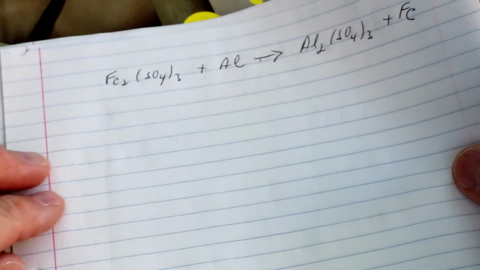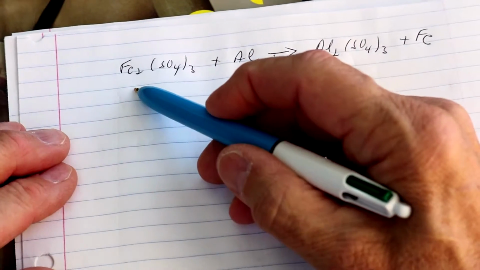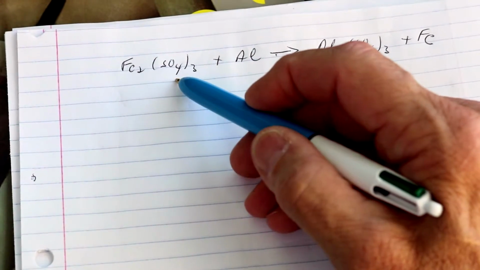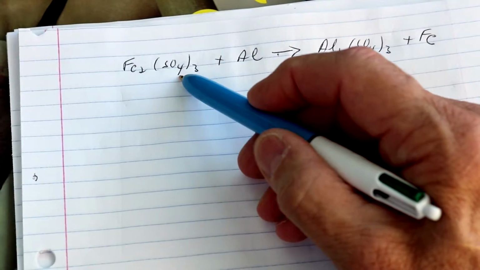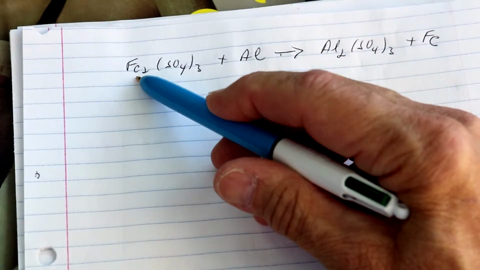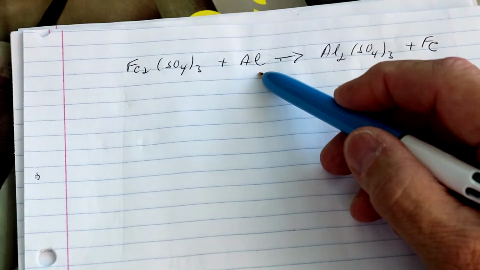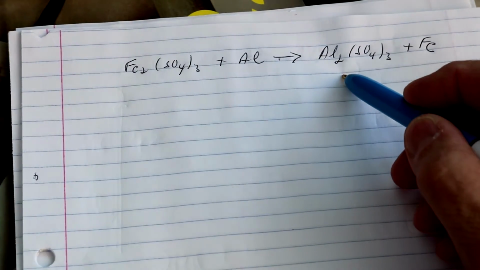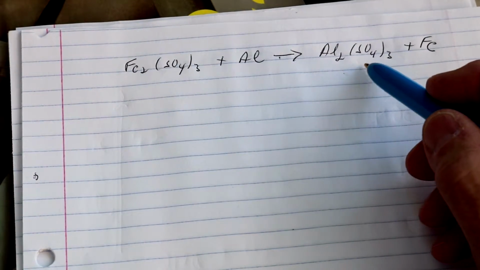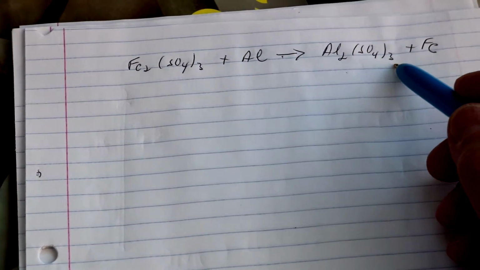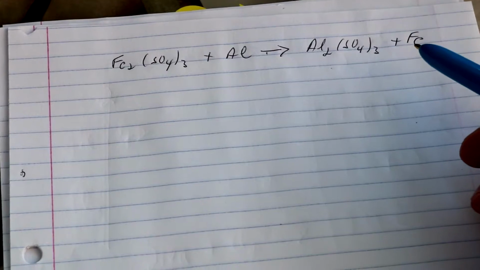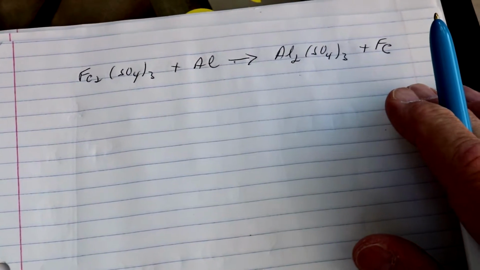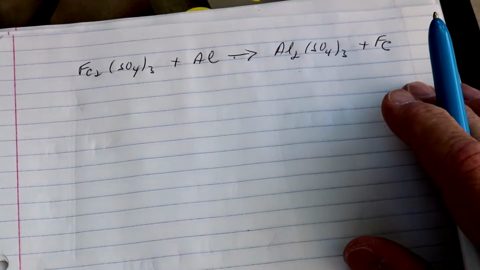All right, let's try another one. Here we have iron sulfate, Fe2(SO4)3. So there's 3 of these sulfate polyatomic ions and 2 of the iron. And we have aluminum, and that makes aluminum sulfate, Al2(SO4)3, plus iron. All right, so pause this tape, try this on your own, and when you're ready to see the answer, turn it back on.